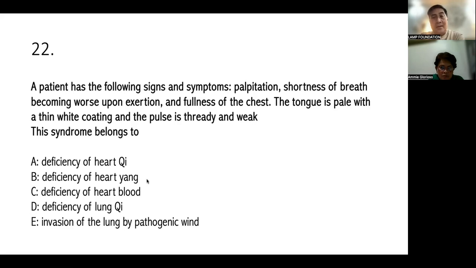And anything that will involve the heart, there will be palpitation. So every time na meron kang palpitation, you would immediately say it's a heart issue. It's a heart pattern. Okay? Very good. Pulse is steady.